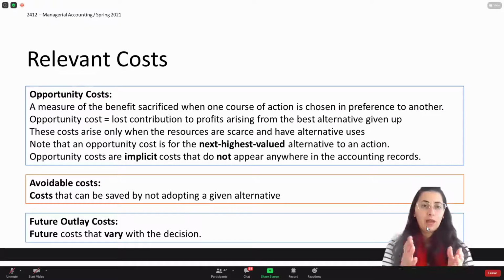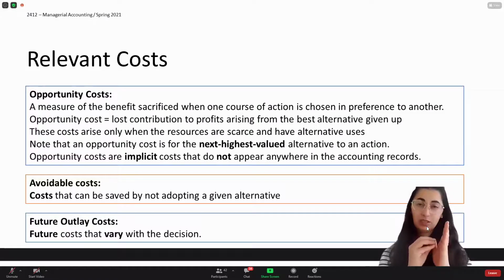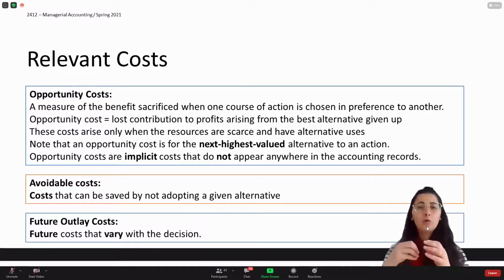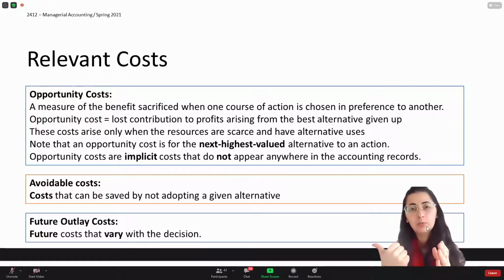Okay, so for instance, if we have limited capacity and we have clients for the 2 products, product A and product B, and we decide to produce and sell product A and not produce and sell product B. So it is part of the cost of product A, because we decided to sell product A, the lost contribution margin from product B. When we decide to produce and sell product A, we have to stop producing and selling product B. The lost contribution margin from product B needs to be considered as an opportunity cost of product A.